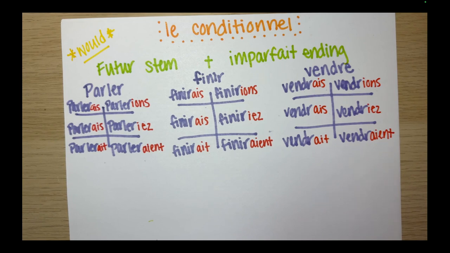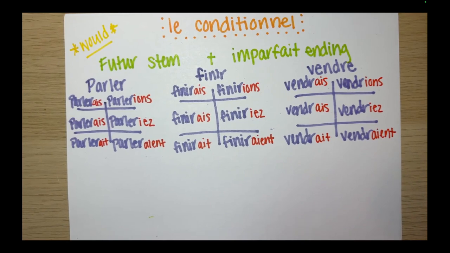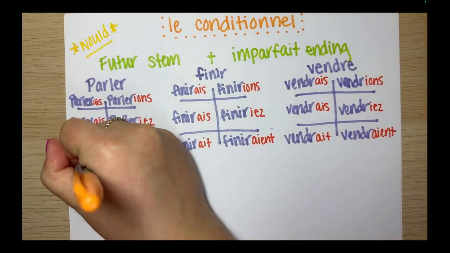Let's talk about the irregulars. I'm not going to do conjugations for all of those because that will be here forever. And you're like, Madame, I'm not watching a 25,000 minute video. So let's just write down what those irregular stems are. And then I believe in you and you can do it by adding just the imparfait endings after it. All right. So irrégulier.